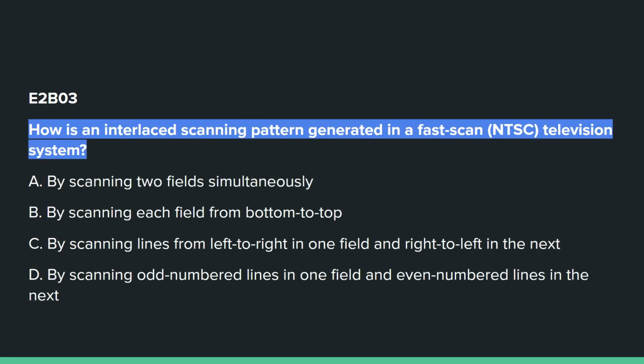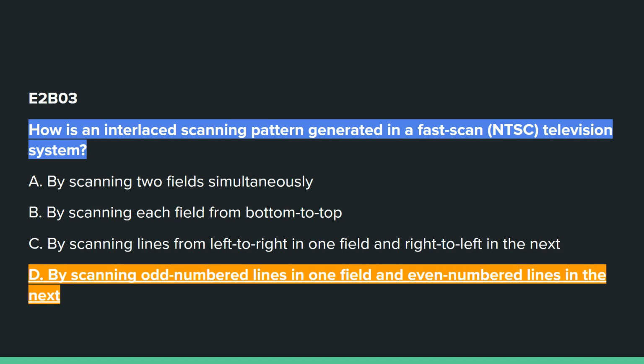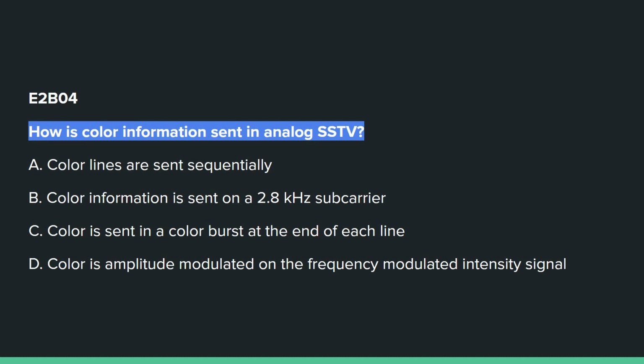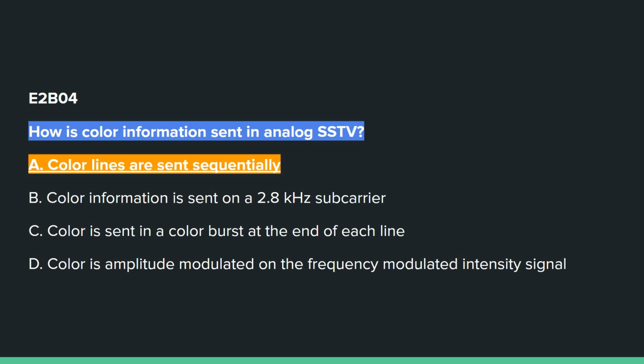E2B03, how is an interlaced scanning pattern generated in a fast scan television system? That's D, by scanning odd-numbered lines in one field and even-numbered lines in the next. E2B04, how is color information sent in analog SSTV? A, color lines are sent sequentially.